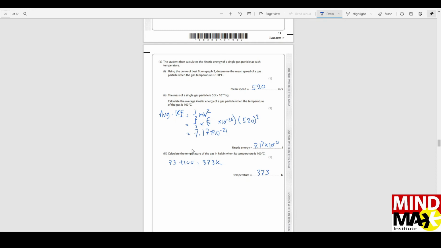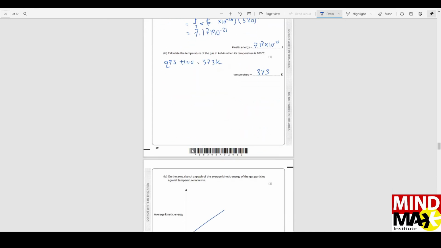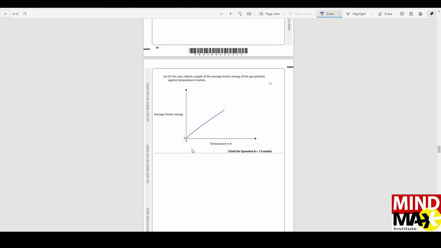Calculate the temperature of the gas in Kelvin when the temperature is 100 degrees Celsius. Whenever you wish to convert degrees Celsius to Kelvin, you simply add 273. That should give you the temperature in Kelvin. That's what we got. Then you have to complete the graph, average kinetic energy versus temperature. We have to keep in mind that average kinetic energy is always directly proportional to Kelvin temperature, and that's why it's always going to be a straight line through the origin.